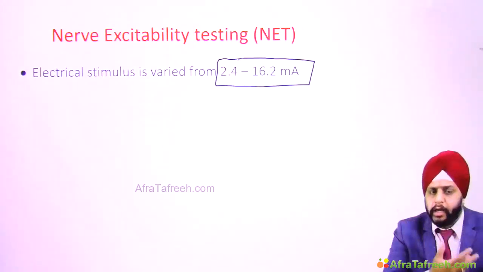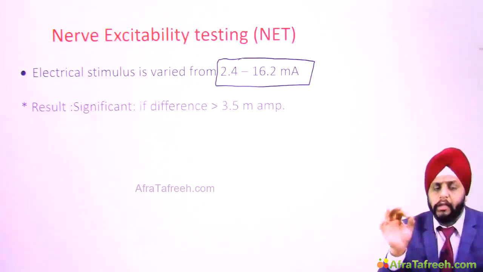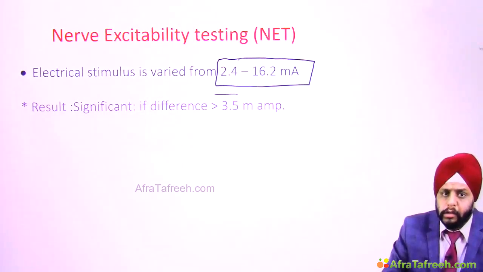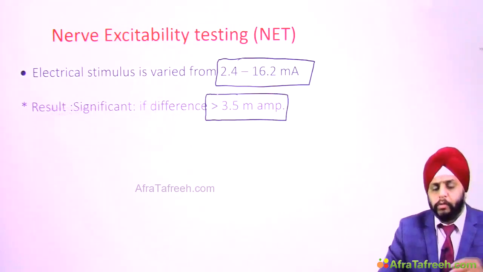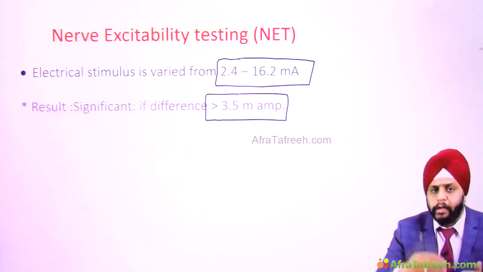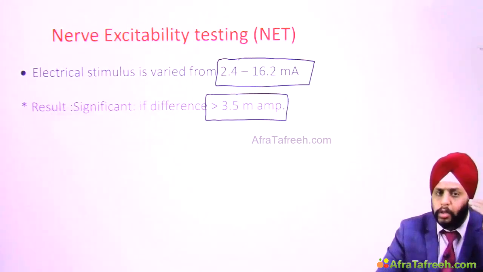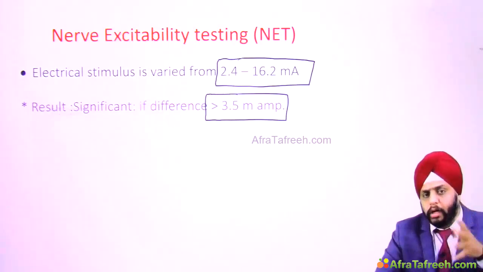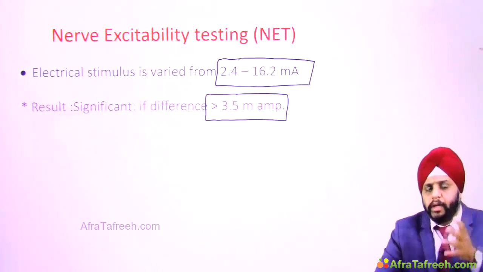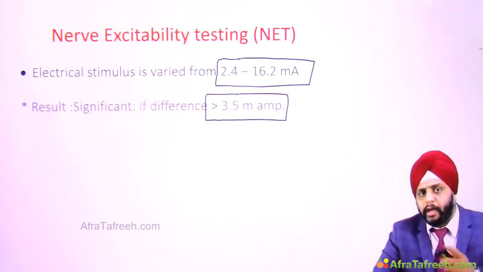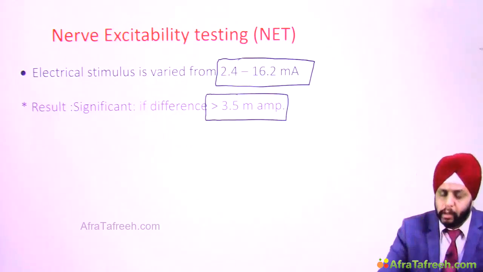You compare the right side with the left side, and the result is significant if the difference is more than 3.5 milliamperes. So that means on one side you require a very low current like 2.4 milliamperes, and on this side you require 8 or 10 milliamperes. That means this side is having a problem. You are needing more current to just make a muscle twitch. So that is your nerve excitability test. This is the minimum current required.